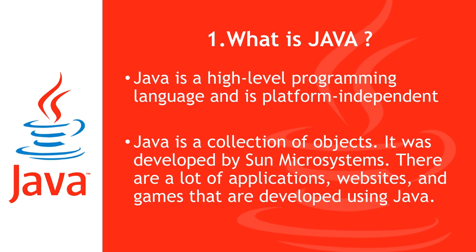What is Java? Java is a high-level programming language and is platform-independent. Java is a collection of objects. It was developed by Sun Microsystems. There are a lot of applications, websites, and games that are developed using Java.